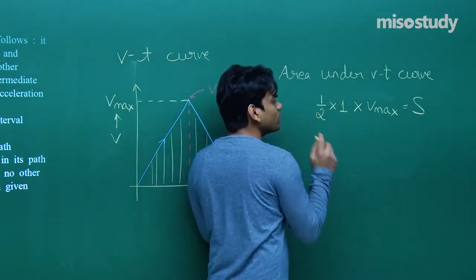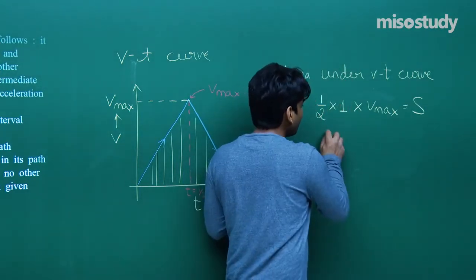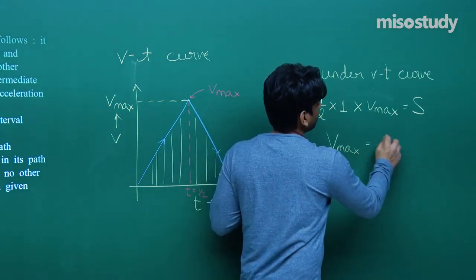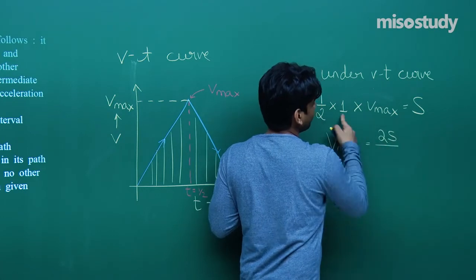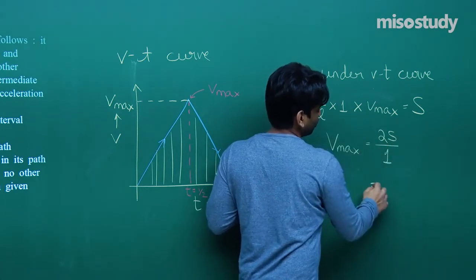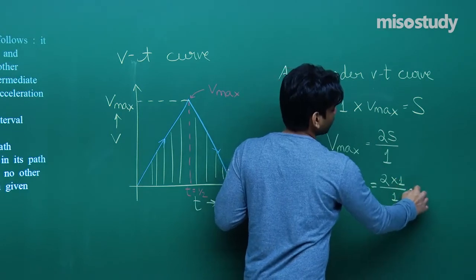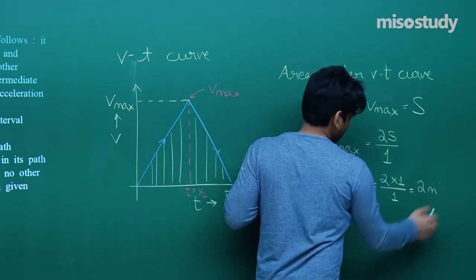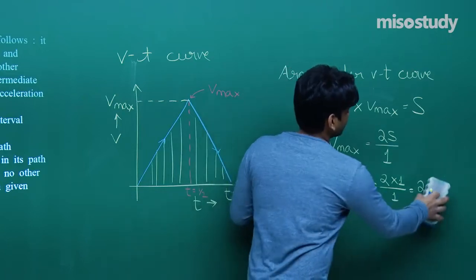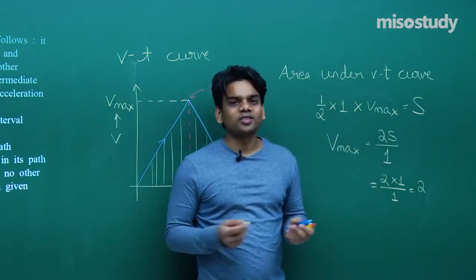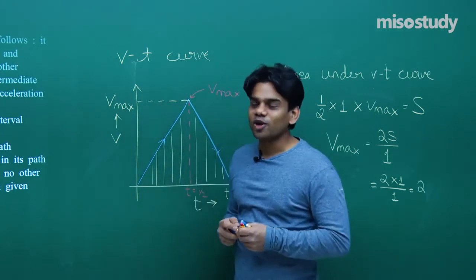Now for this, we know that S is 1, so V max will be 2 into S divided by this time, that is 1. So S is actually 1, so 2 into 1 divided by 1. So we got that the maximum velocity, its magnitude, is 2. I'm not saying it's 2 meter per second because the unit of displacement has not been provided.